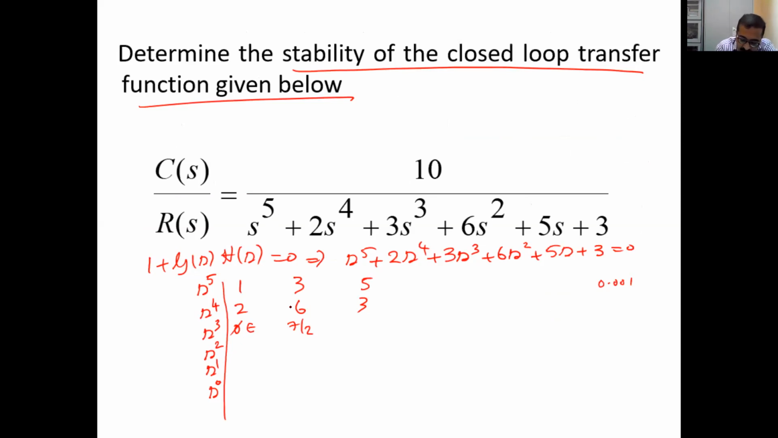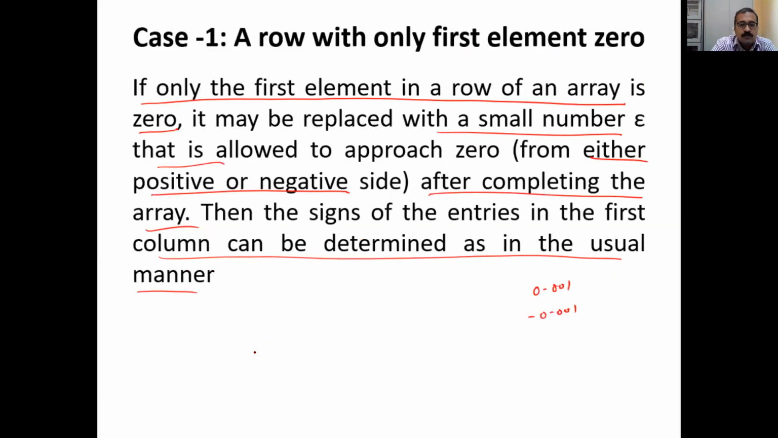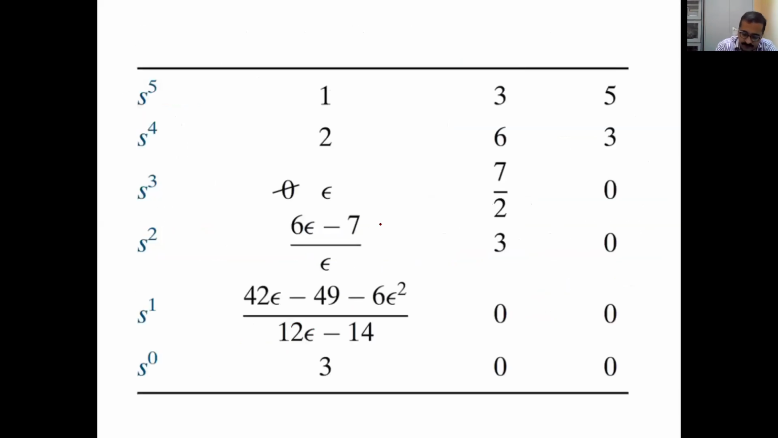What will be the next entry? 6 into epsilon minus 7 divided by epsilon. What will be the next thing? Epsilon into 3 minus 0 divided by epsilon, that means 3. What will be the next thing? This into this minus this into this, all divided by this. So you will get the table in this manner. Okay, so you have completed the table. All the entries of the array have been entered.